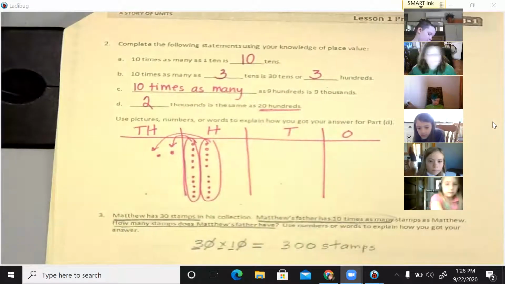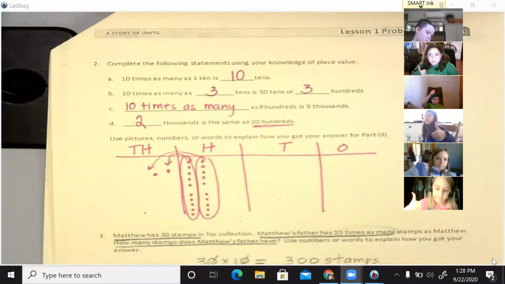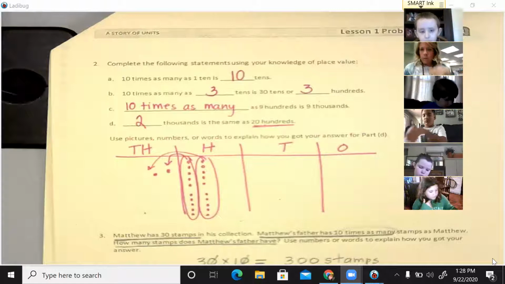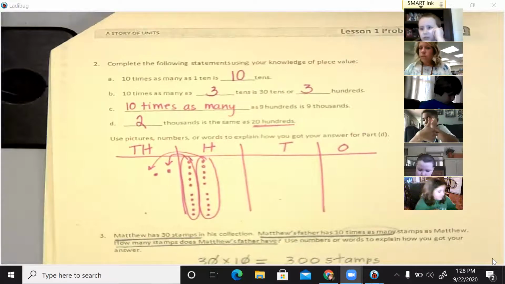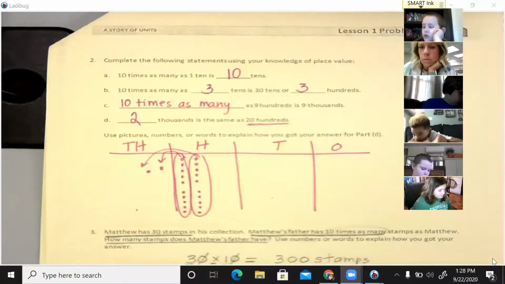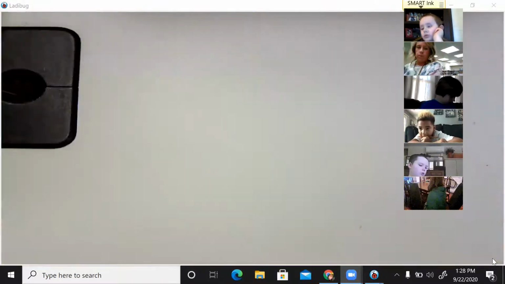Okay, if you're good with this page, give me a thumbs up, and you can turn to the next page. I'm going to scan everyone to see if I see thumbs up. There you go. What page? Tyler, do you have a question? What page? We just finished page 2. Now we're moving on to page 3.